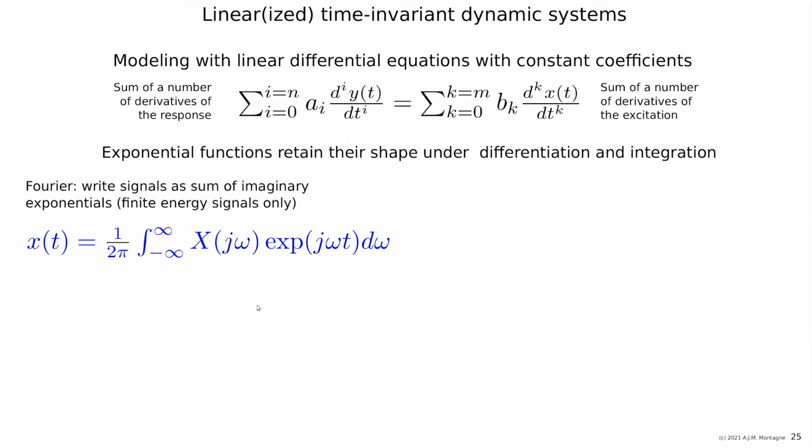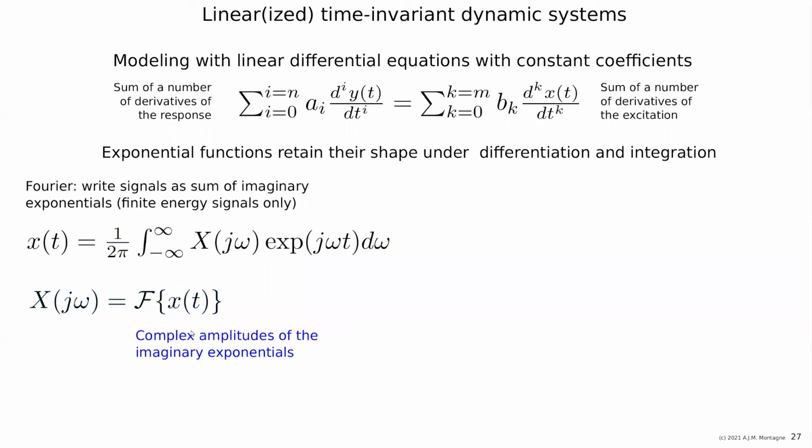And what we usually call the Fourier transform, which is this capital X(jω), is the Fourier transform of x(t), and we find it from correlation, and it is the complex amplitude of an exponential. That is what it basically is, the Fourier transform of x(t).